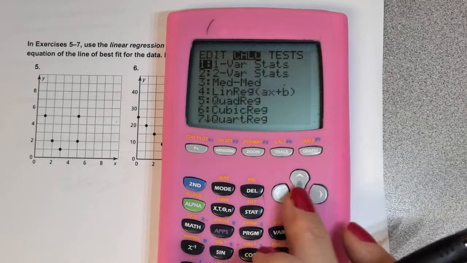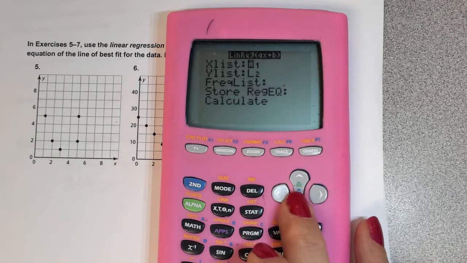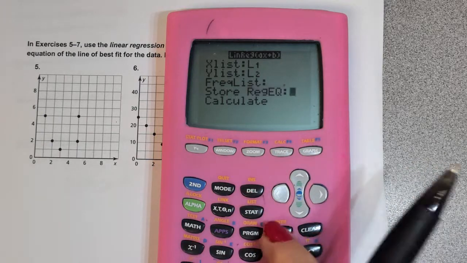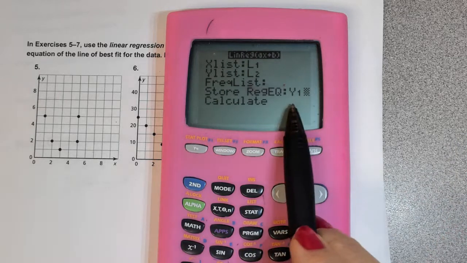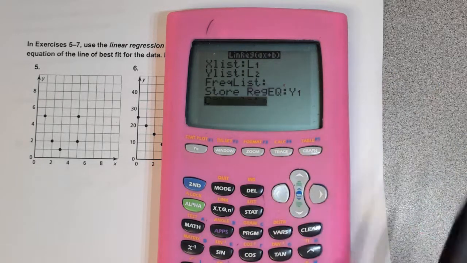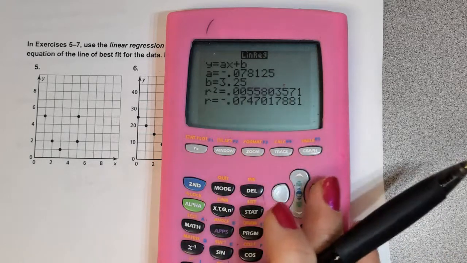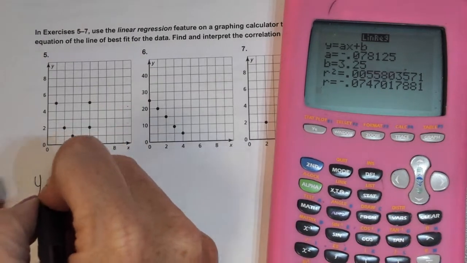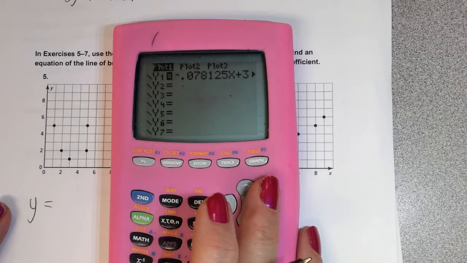Stat, calculate, linear regression, enter. However you want to do it, I'm going to make it pop in there for me. So I'm going to go to my vars, y vars. So that's going to pop the equation in there, and now I'm going to go down to calculate. All right, so here's what I get. Here's the equation of the best line through there. I don't even need to write it down because it's already in there for me. See how it popped it in there for me? It's kind of like a line of best fit. It is the line of best fit.